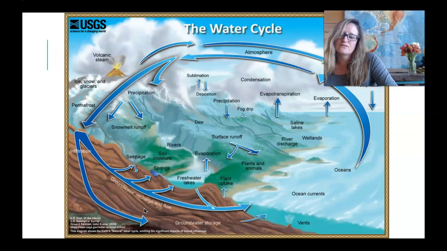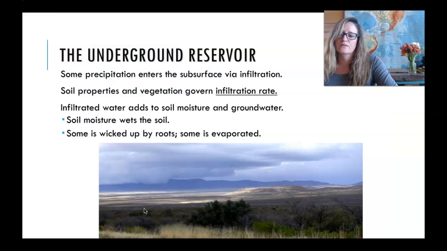You can kind of think of it like an underwater river. So there again, the precipitation enters the subsurface via infiltration. The rate of infiltration depends on what kind of soil there is and also how vegetated that surface is. Once it's infiltrated, it can either become part of soil moisture or go deeper and become part of the groundwater system.